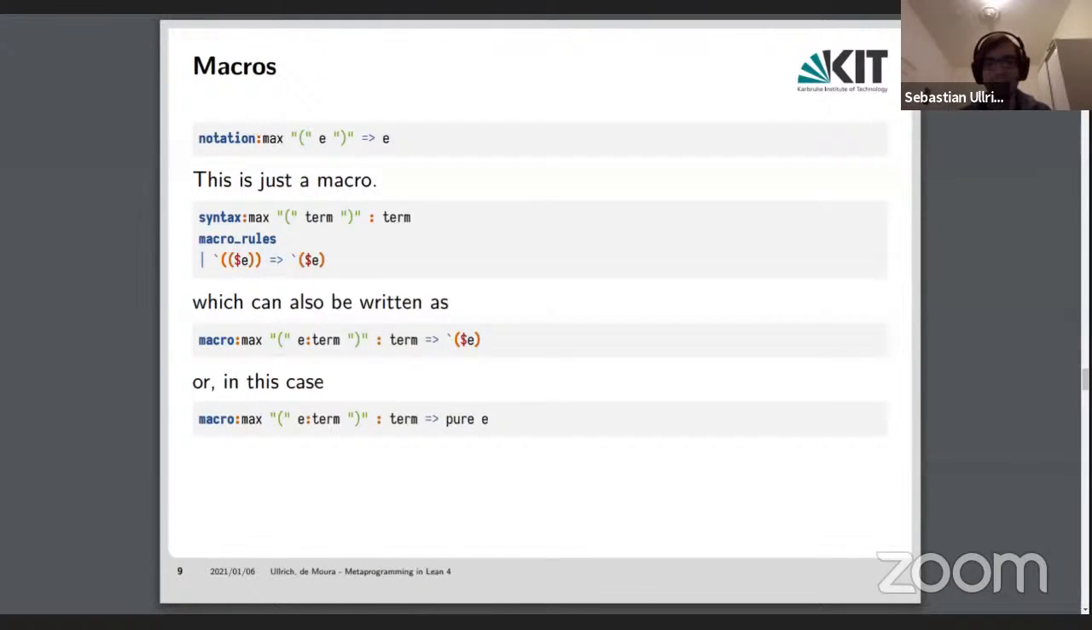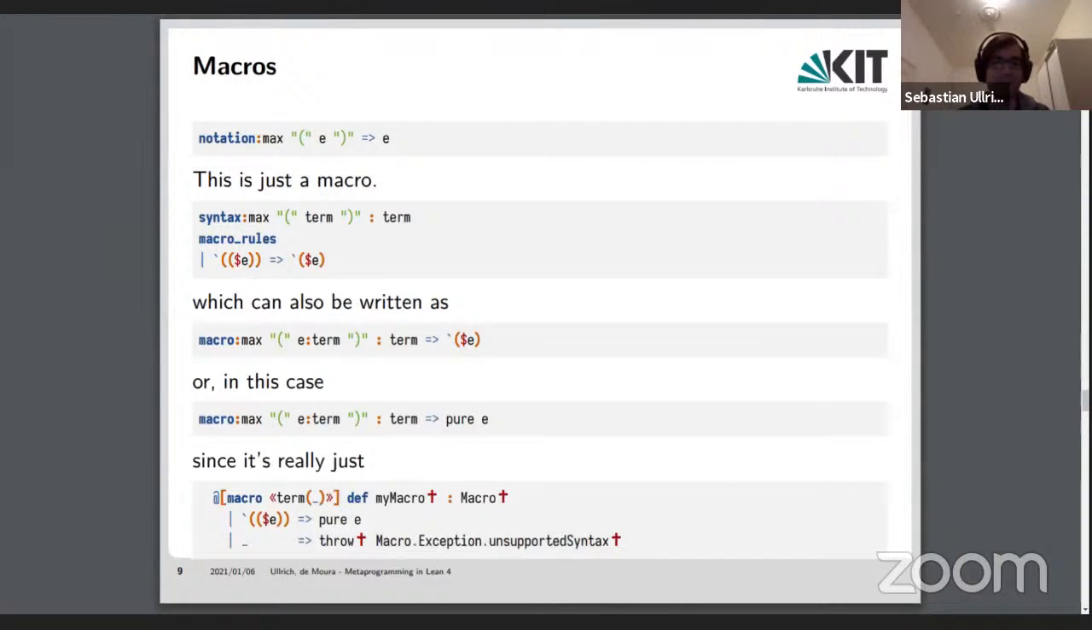And yeah, if you wonder, do we even need a quotation here on the right-hand side? The answer is no. If you just want to return E, like in this example, you can also just do that, because the right-hand side really is an arbitrary term of type macro M syntax. And yeah, that is actually what is going on.